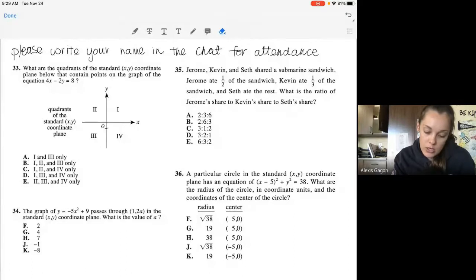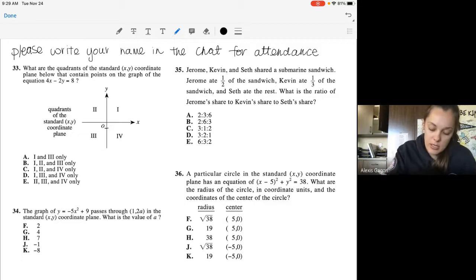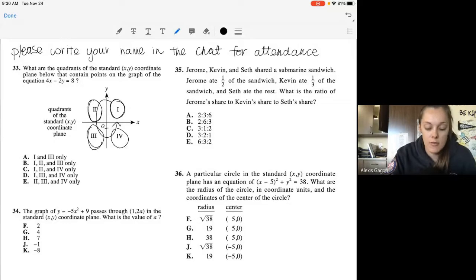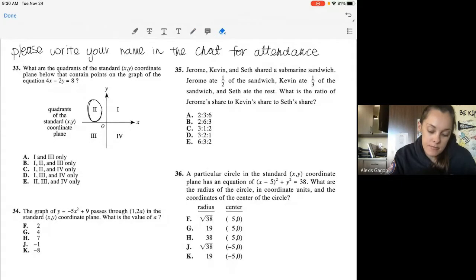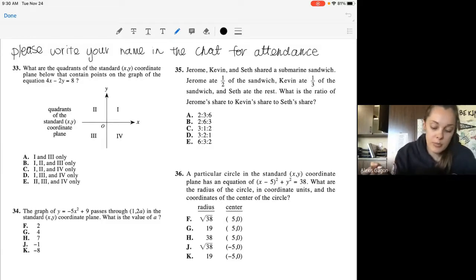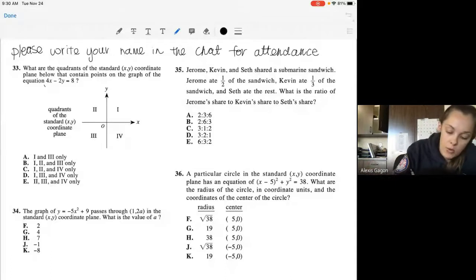But these quadrants, it always starts with, and maybe you already know this, but it always starts with 1 right here. And then you go counterclockwise to count these. So 1, this is the second quadrant, third quadrant, fourth quadrant. Okay. So here, if we want to know where these points are on this graph, well, we have this.